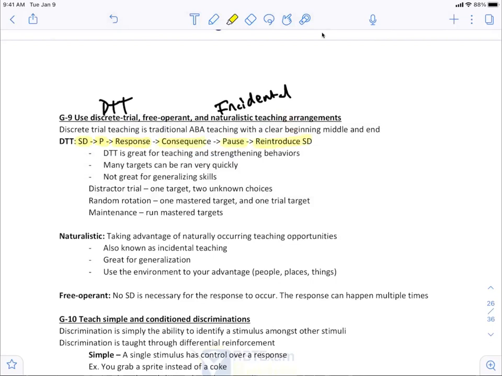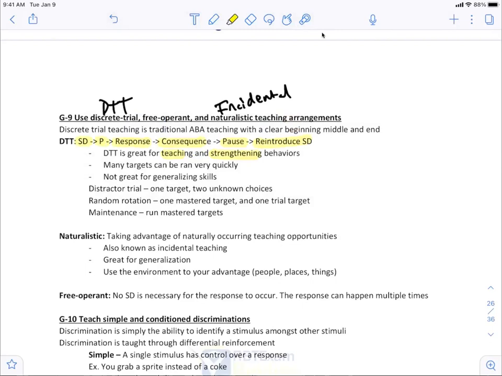Very important that prompt comes before what? Before the response. The prompt is an antecedent. Do not prompt after the response. Do not train prompts after the response. Super, super important. What is DTT good for? Great for teaching and strengthening. It's very rapid. Many targets ran very quickly. Not so great for generalizing skills. Typically, it's a very controlled, contrived environment.